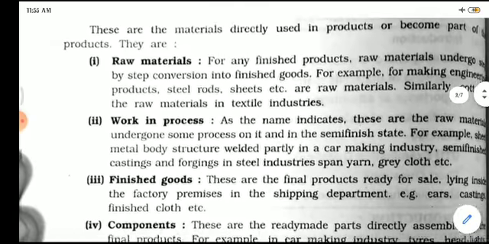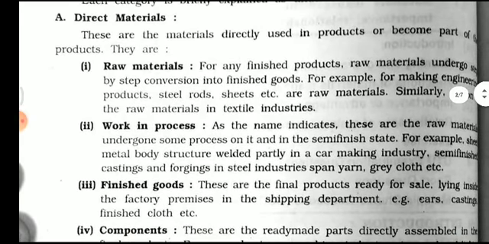Similarly, cotton is the raw material for the textile industry.